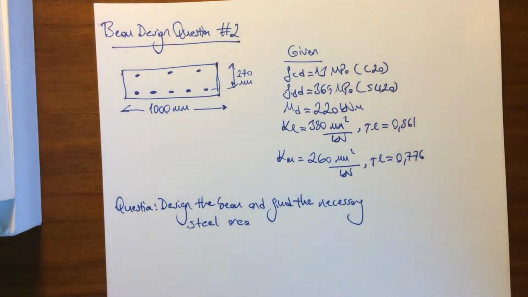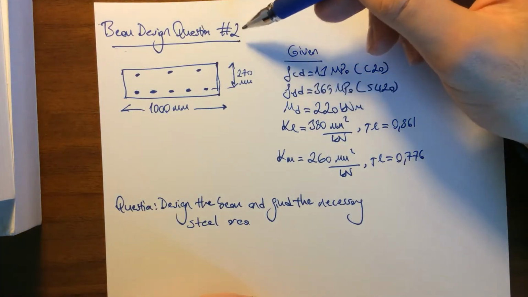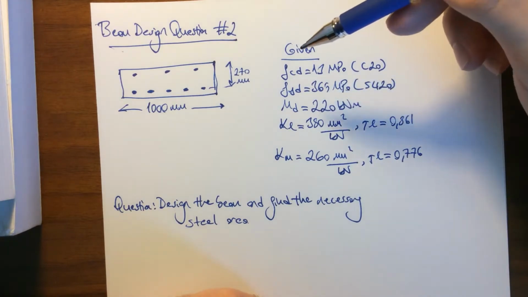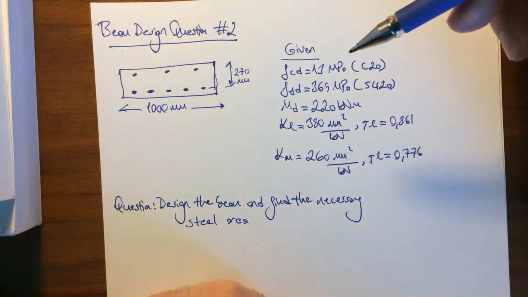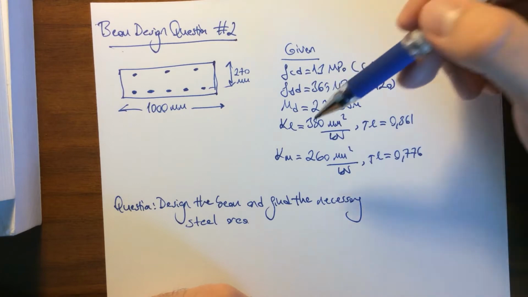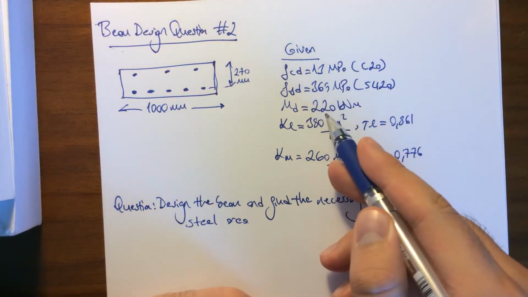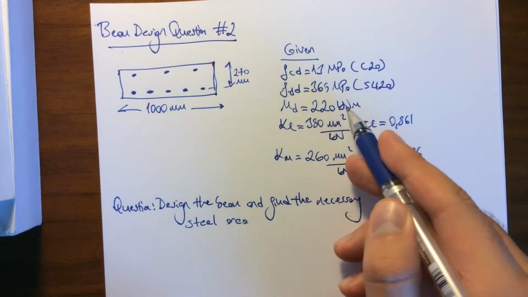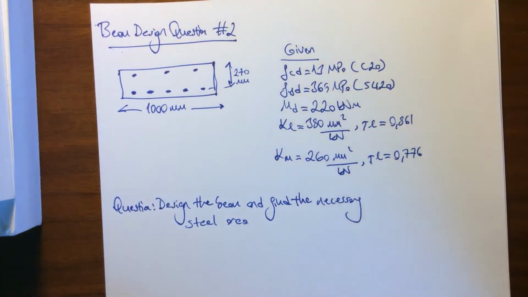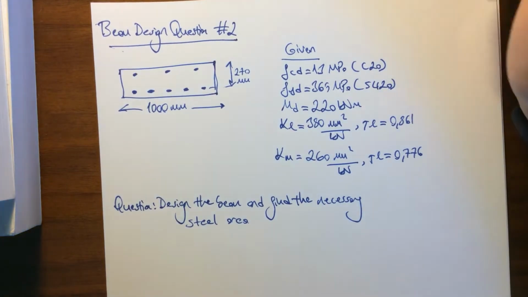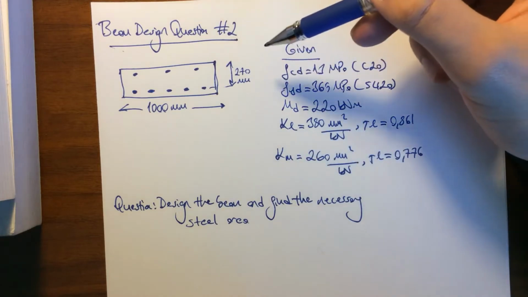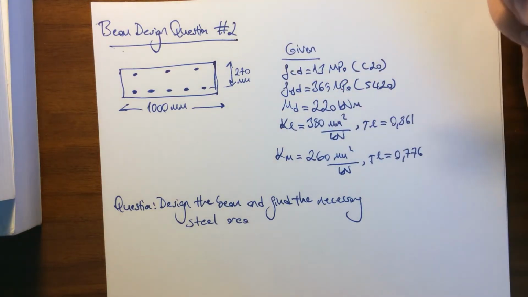Hello everyone, this is beam design question number 2. This question is very similar to the question that we have solved in the first one, but with one little difference: we will have a different design moment, which will change everything. It is equal to 220 kilonewton meter, which is different than the design moment given in the first question.